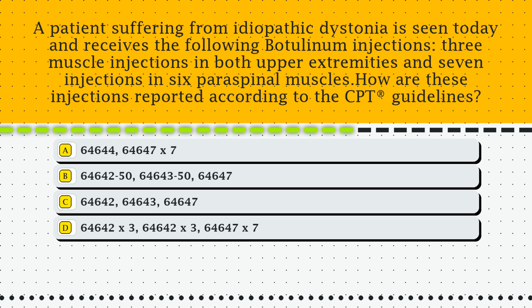Option A, 64644, 64647 x7. Option B, 64642 to 50, 64643 to 50, 64647. Option C, 64642, 64643, 64647. Option D, 64642 x3, 64642 x3, 64647 x7.